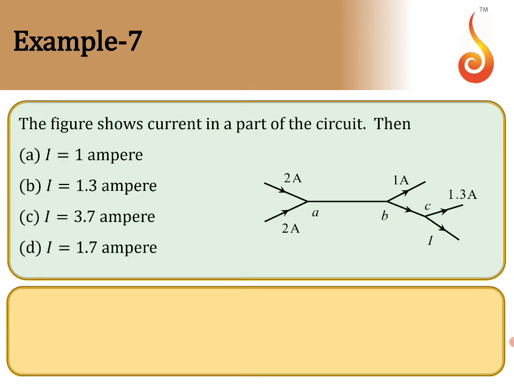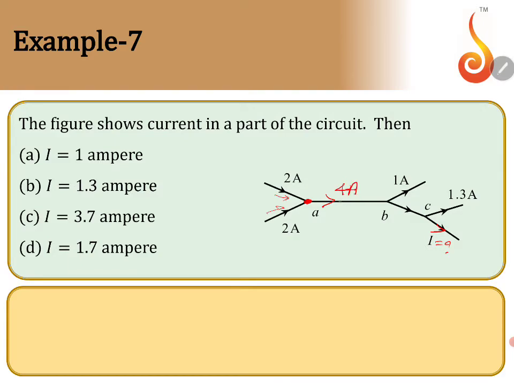The figure shows current in a part of the circuit. Then what is the value of I? Now let us observe this. Let us see node A, this particular point. What are the incoming currents for that node? As we know, the incoming current into the node should be equal to the outgoing current from the node. So 2 amp of current and 2 amp of current are coming from this side, so the current flowing here should be equal to 4 amps.